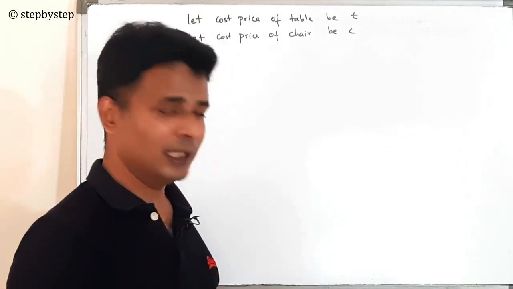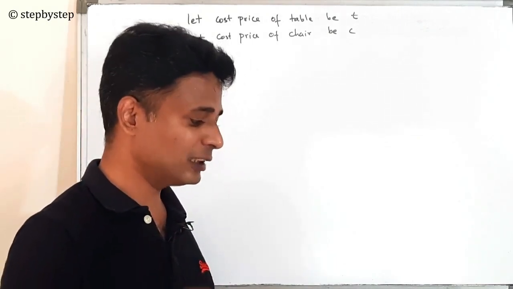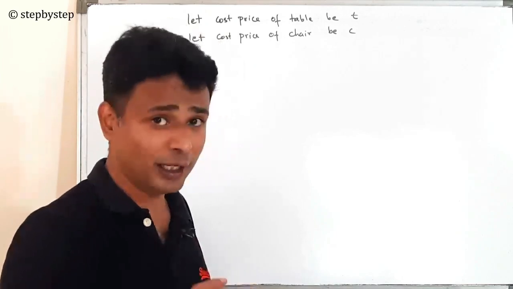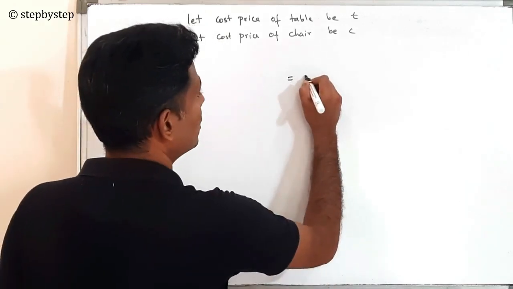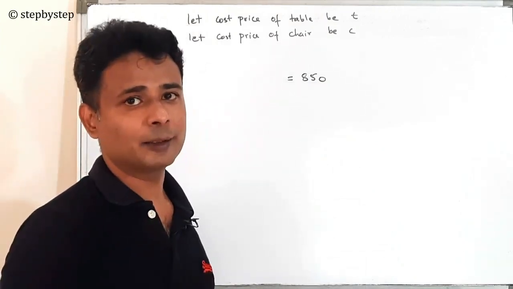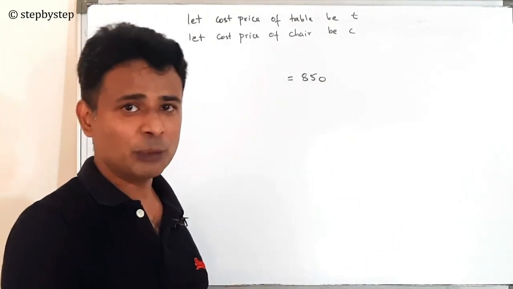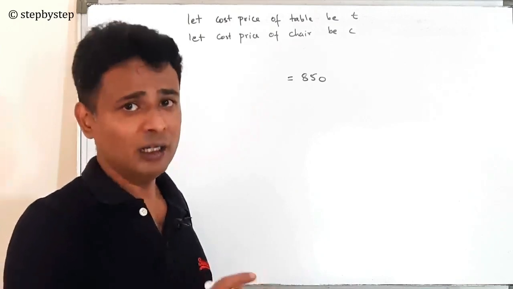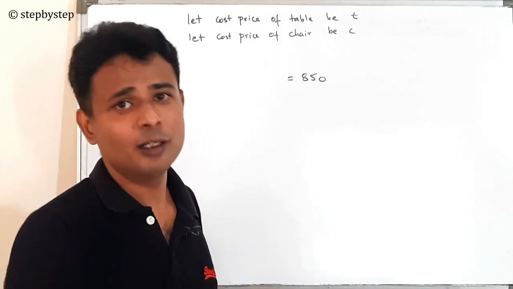Now they have given two conditions. What is the first condition? He sold a table and chair together for 850 rupees. So what was his selling price? 850 rupees. What is selling price? Cost price plus profit, or cost price minus loss.